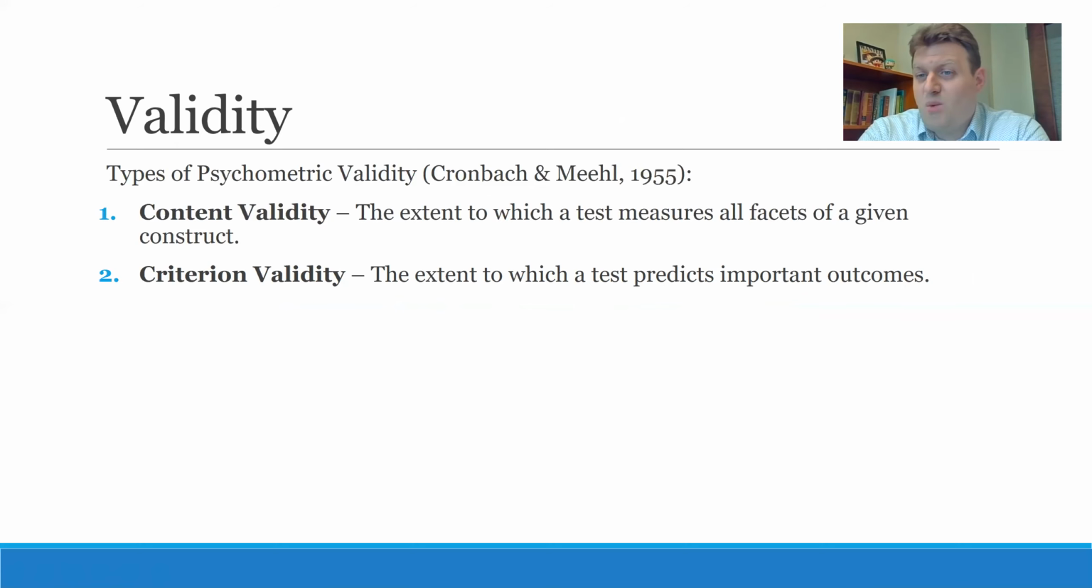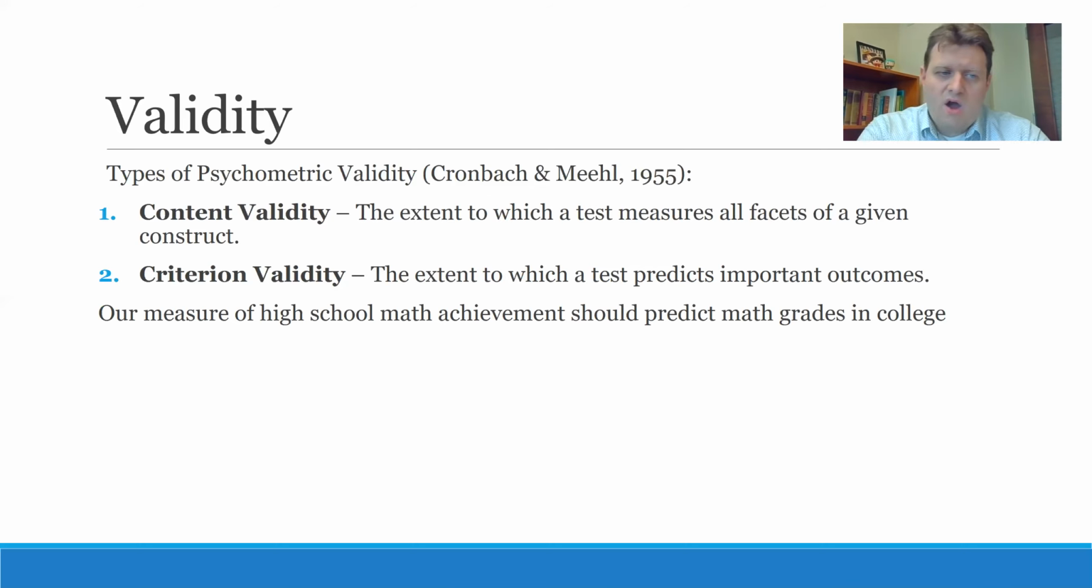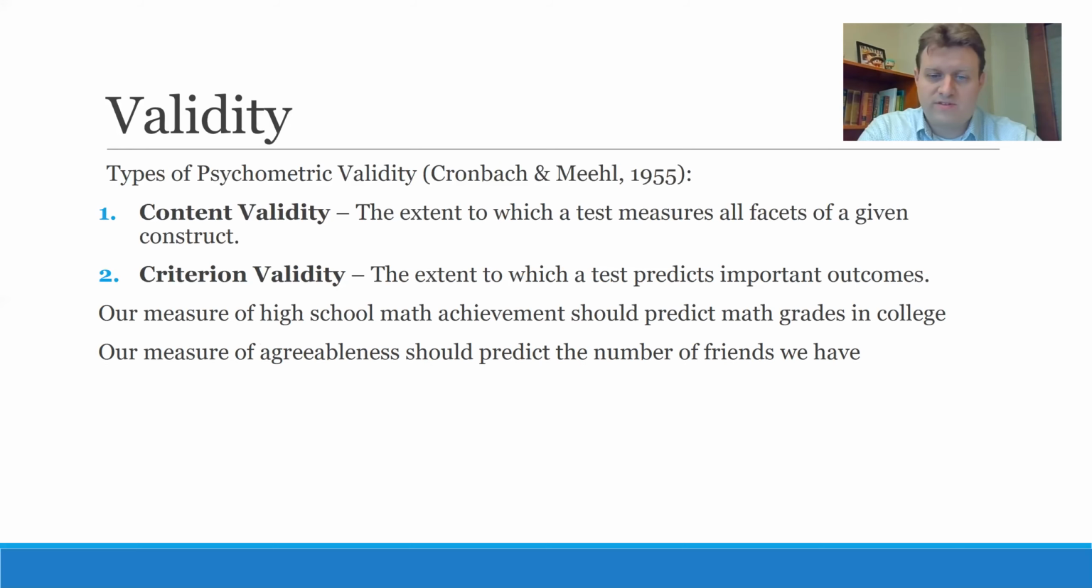Next, another C word, we have criterion validity. Criterion means something that we're trying to predict. And criterion validity is the extent to which our test predicts real-world important outcomes. Our high school math achievement test should be able to predict someone's math grades in college. We should see that it actually is predicting real-world performance.